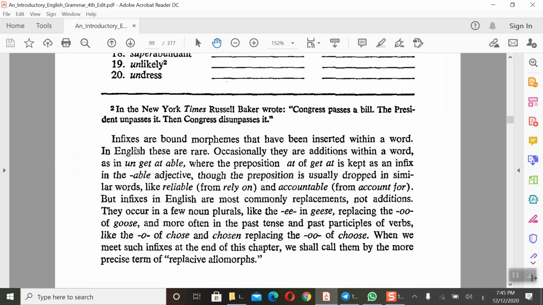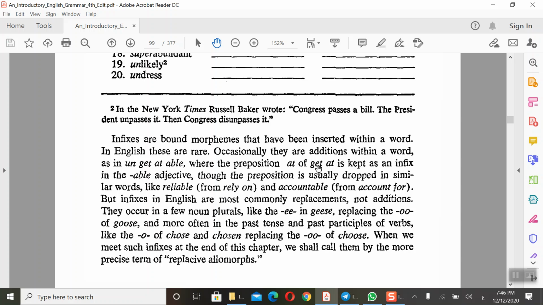Now the second type, infixes. Infixes are bound morphemes that have been inserted within a word. So infixes are inside a word. They are rare, very rare. We have a very small number of these words. Occasionally they are additions within a word, as in ungettable, where a preposition is inserted within get.